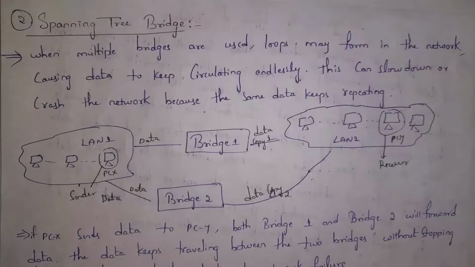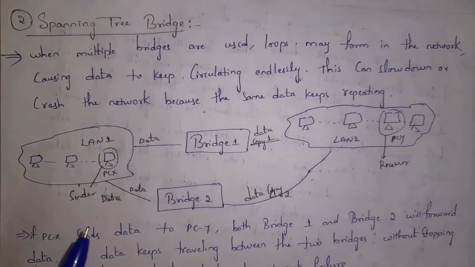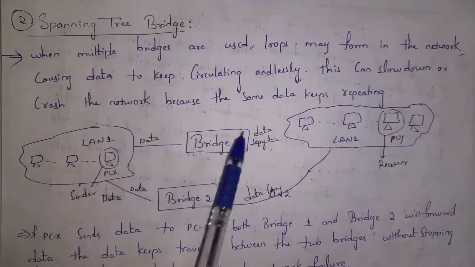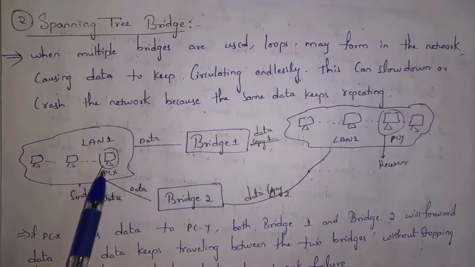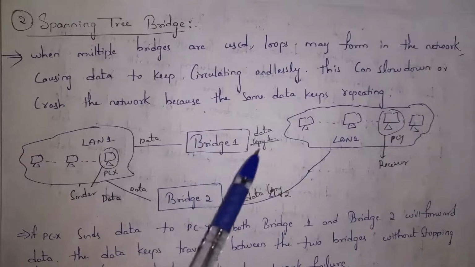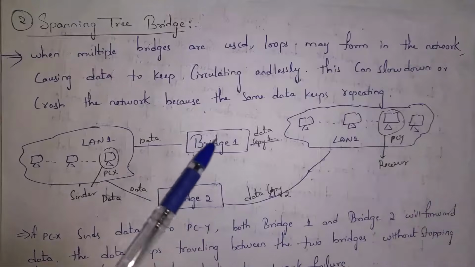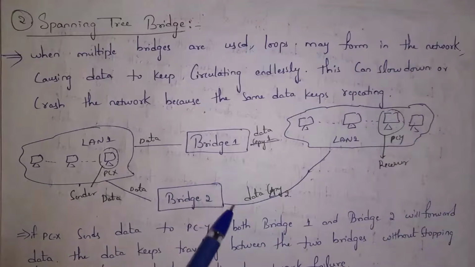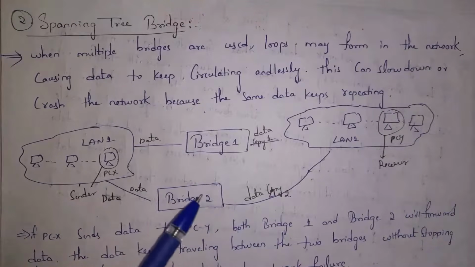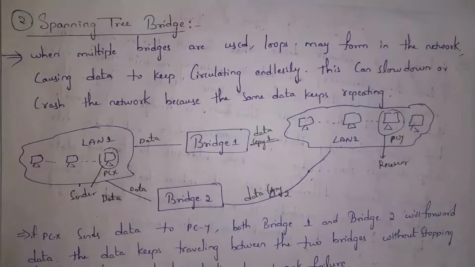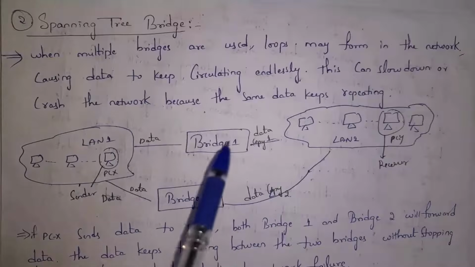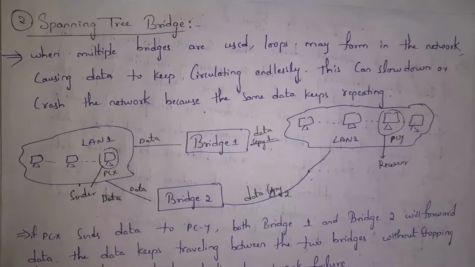And the second one is the spanning tree bridge. As for example, there are two LANs. This computer wants to send data to this computer. These local area networks are connected by using two bridges. So whenever this computer sends data, both of these bridges will take the data. This bridge 1 will send data to bridge 2, and similarly, bridge 2 will send data to bridge 1. And data keeps on circulating between these two bridges. As data keeps on circulating, data will not reach the receiver and will keep on repeating, which will slow down or crash the network.